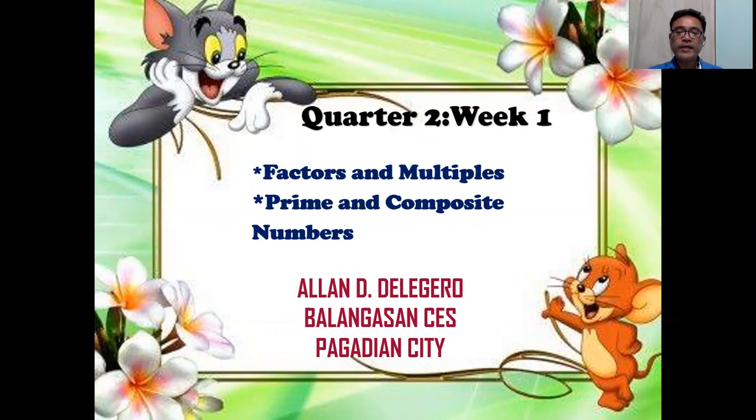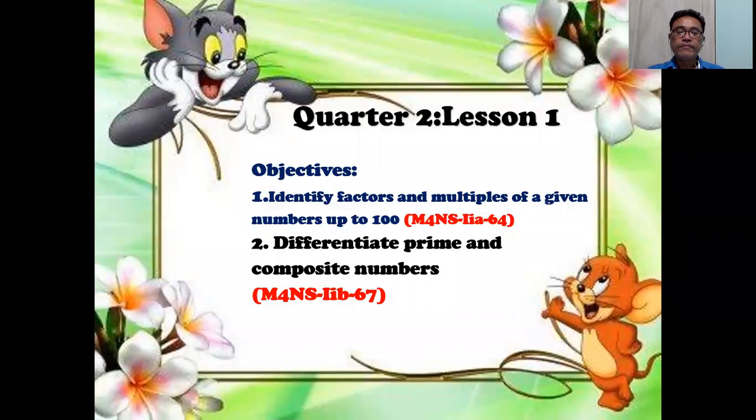Our lesson for today is about factors and multiples, prime and composite numbers. For Mathematics 4, Quarter 2, Week 1, our objectives. At the end of the video lesson, you are expected to, number 1, identify factors and multiples of given numbers up to 100. Number 2, differentiate prime and composite numbers.